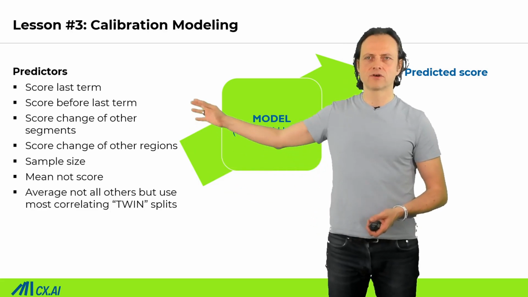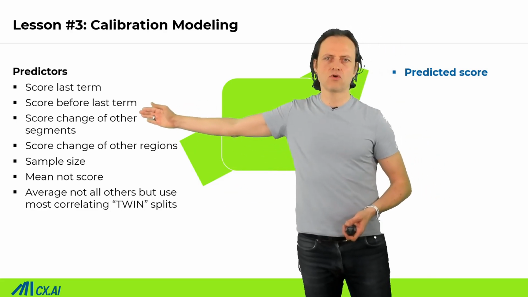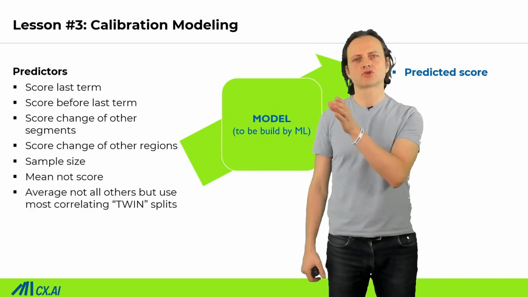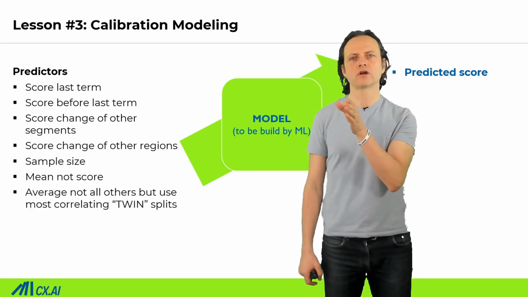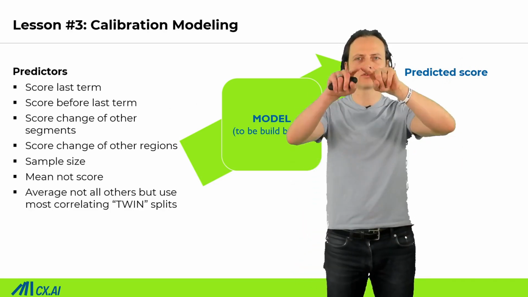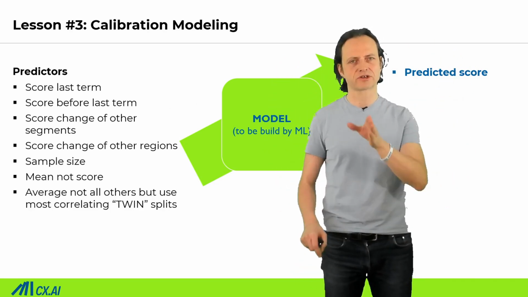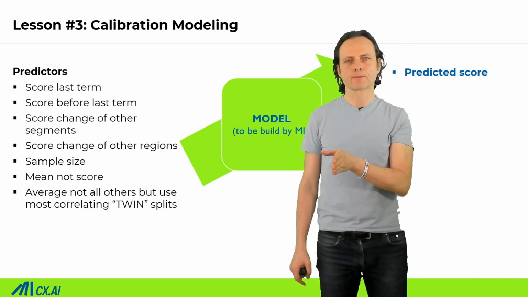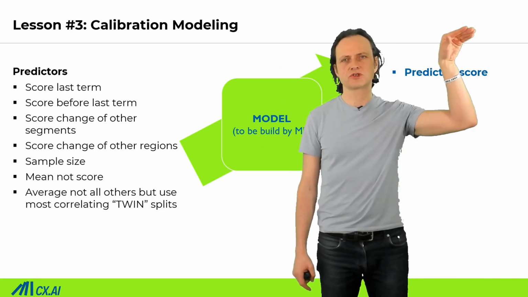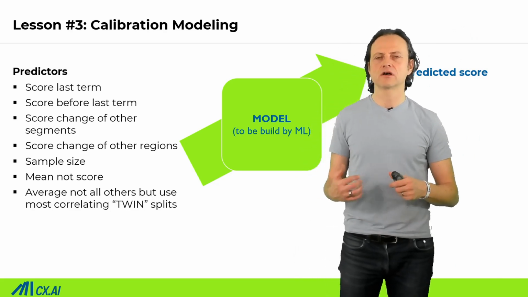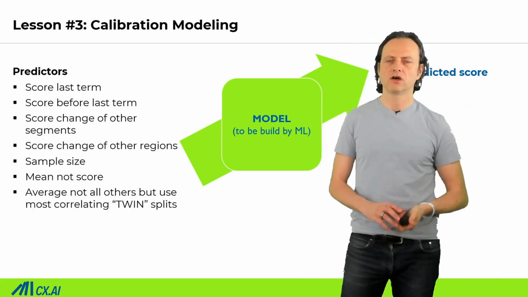Instead of looking at the change of all other segments, you can find out which segments typically correlate with this existing segment. So typically what you need to do is build a big matrix, a calibration matrix, showing which split correlates with which other split. So you find twins, and these twins are typically more predictive for each other.